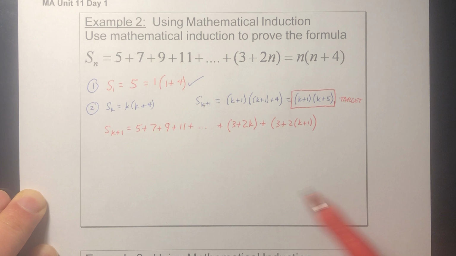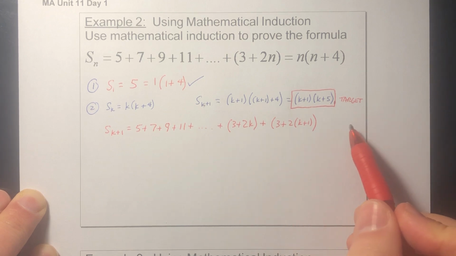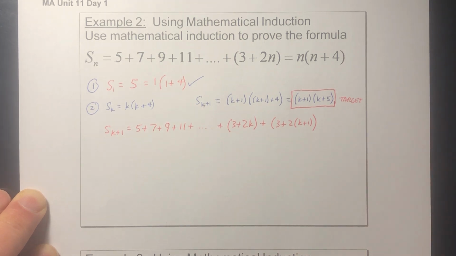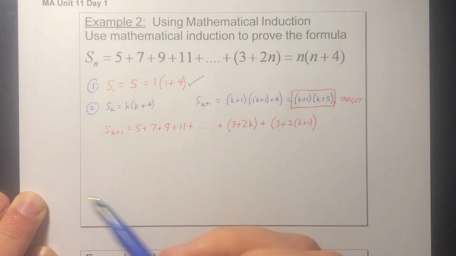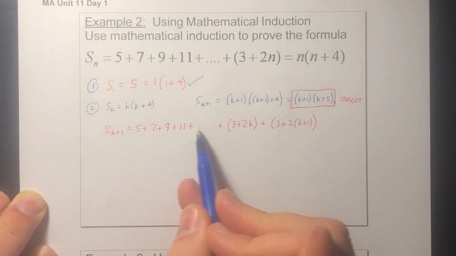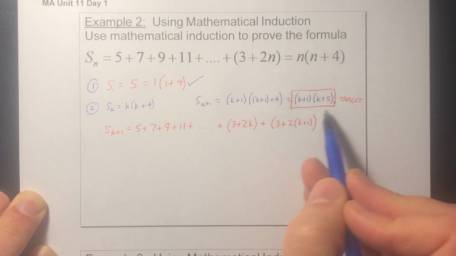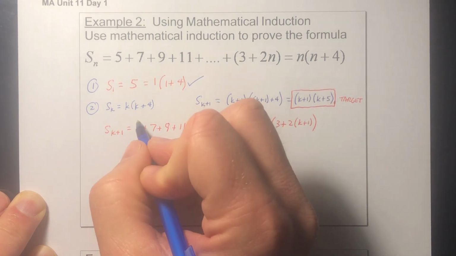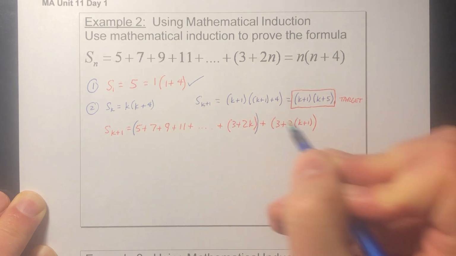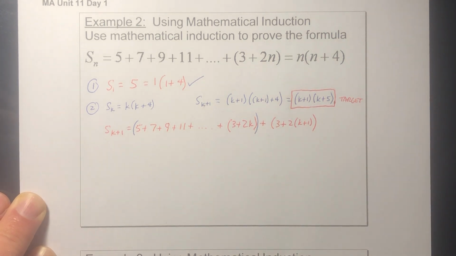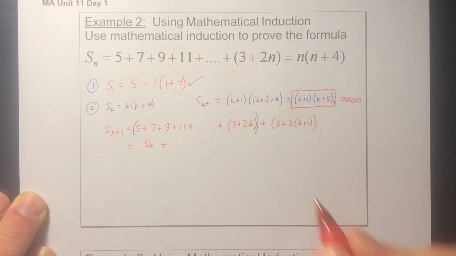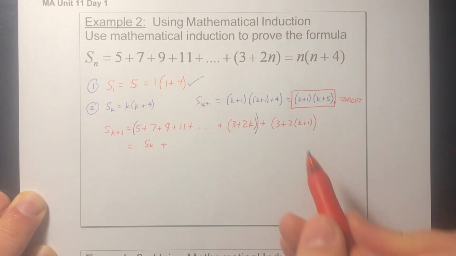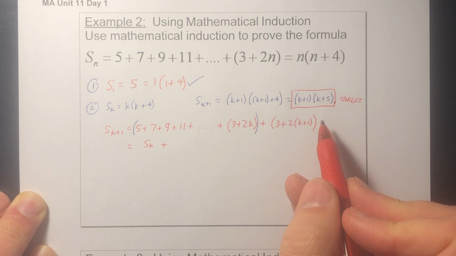If we were to continue this, the next term would be k plus 2, and the next term would be k plus 3, and so on. But we just want that very next term. All right. So we need to somehow prove that all of this is equal to our target. So this was the original sequence, right? So that's our s sub k. We're just adding the next term.